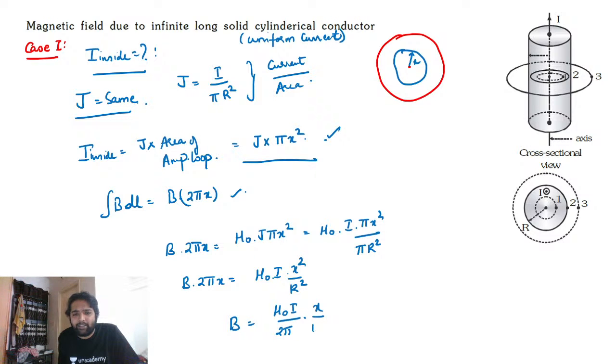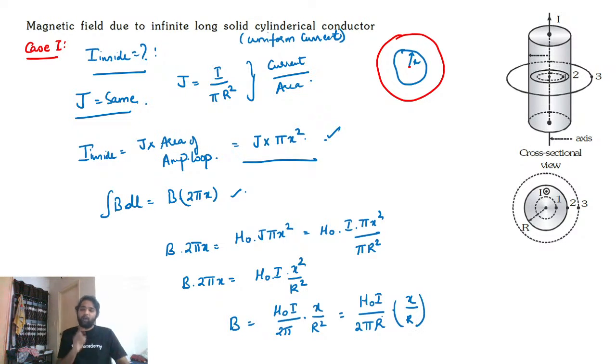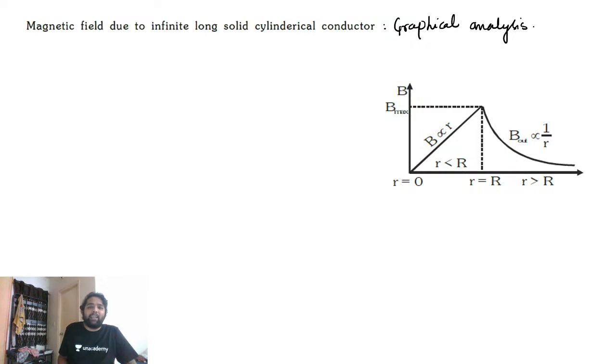Let me write it in a little nice way: mu naught I by 2 pi r into x by r. So if you observe carefully, this is increasing linearly. Mu naught I by 2 pi r is the maximum value you can get. So this is case 3. Case 3 का field कितना है? This one we get. So graphical analysis ये होगा. This is how we'll get the graph. I'll draw all the ones. Case 1. It is mu naught I by 2 pi r into x by r.